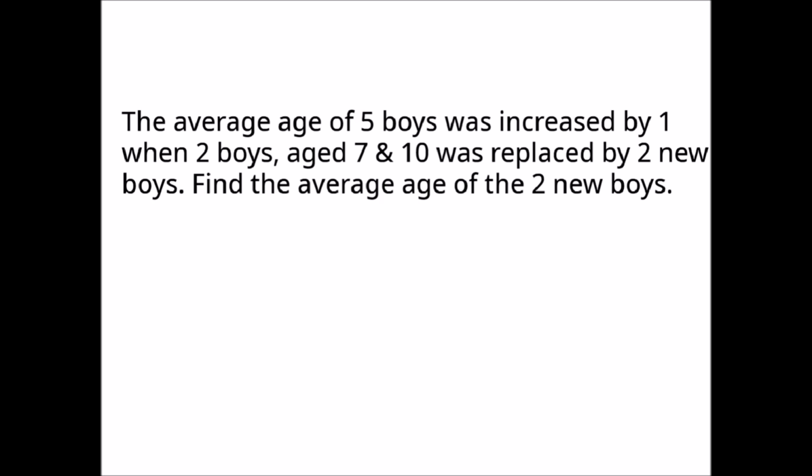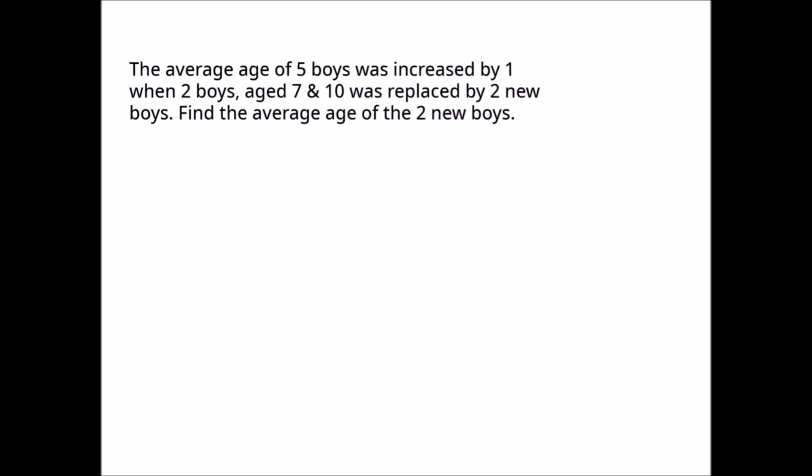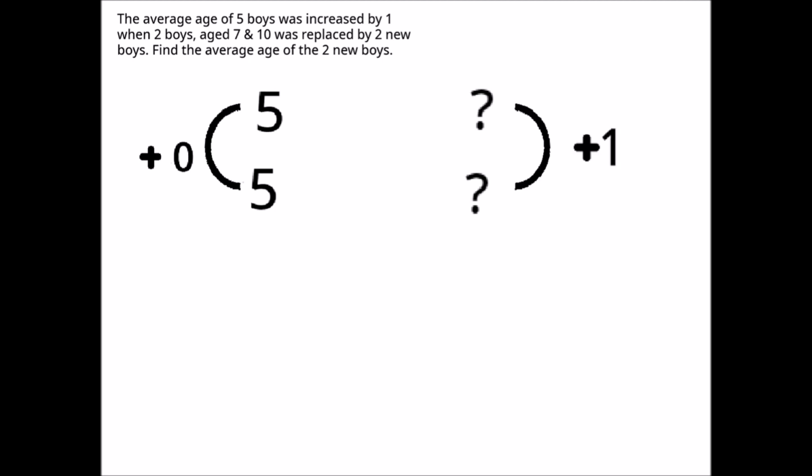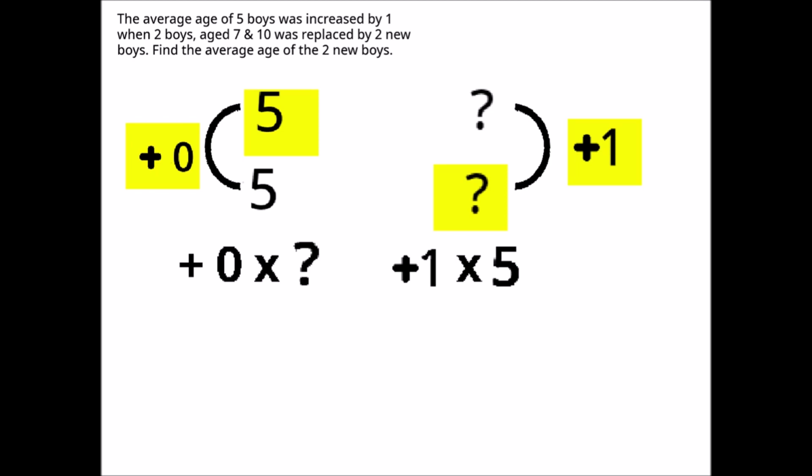The average age of 5 boys was increased by 1 when 2 boys, aged 7 and 10, were replaced by 2 new boys. Find the average age of the 2 new boys. Again, there is no change in group size. However, this time, 2 boys were being replaced. We take the right side difference of +1 multiplied by 5 to get 5.